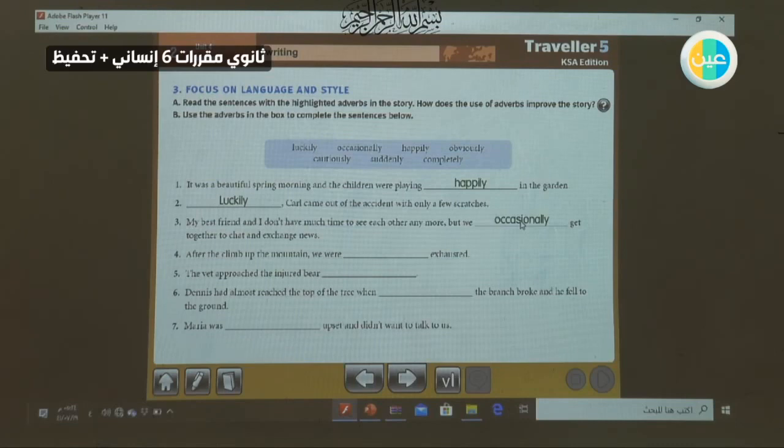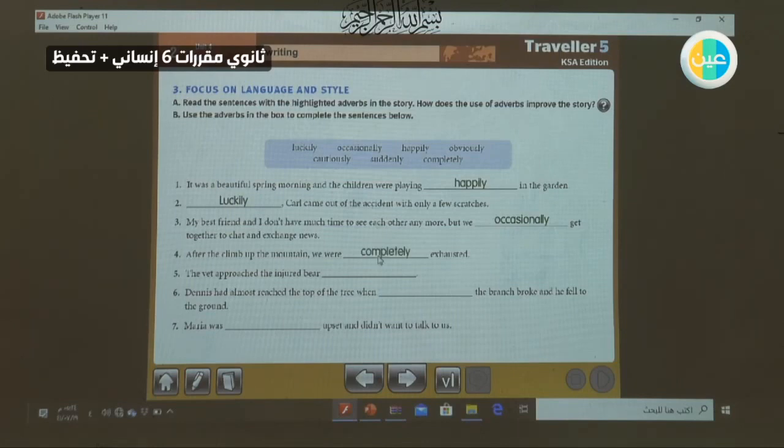After the climb up the mountain, we were exhausted. What do we mean by exhausted? It means very, very tired. So, the answer will be for sure completely.